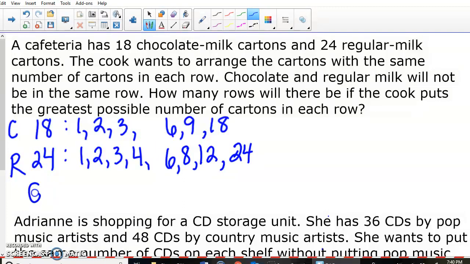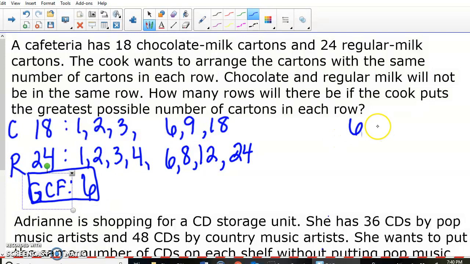So my GCF of 18 and 24 then, look at the ones they have in common. The biggest one they have in common is 6. Now, that's not my final answer though. This tells me that I'm going to put 6 in each row. Okay, so if I put 6 in each row, let's start with the chocolate. If I put 6 in each row and I've got a total of 18, that means I'm going to have 3 rows of chocolate, because 6 times 3 gets me that 18 for my total.